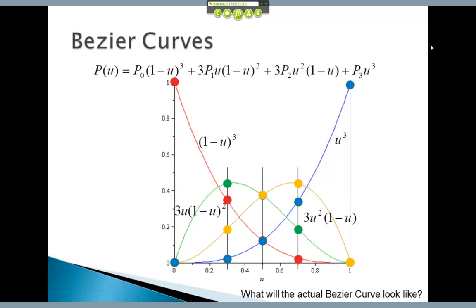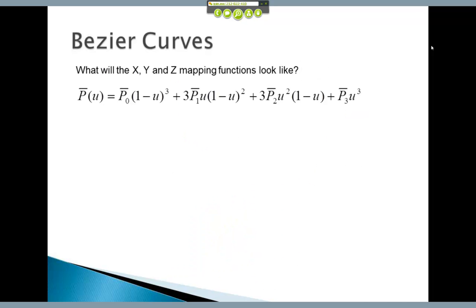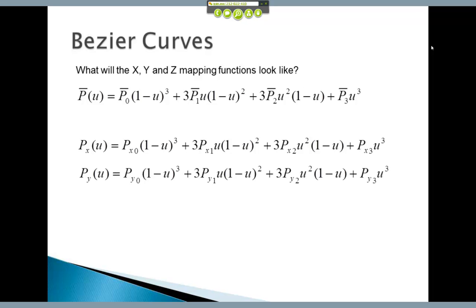So these Bernstein polynomials are nothing more than weights that get multiplied times the point and get summed up to shape the curve along. So what do the x, y, z mapping functions of this look like? Well, for the x, it's just the x value of every point multiplied out and summed up. For the y, it's just the y value. For the z, it's just the z value all summed up. Okay.